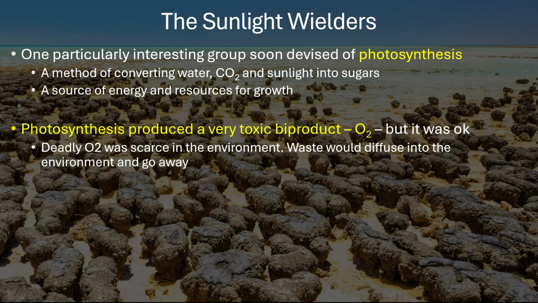Photosynthesis, as I mentioned, produced a really interesting toxic byproduct, and that was oxygen. But that was all right? Not a big deal. Because deadly oxygen, this compound, was something that was scarce in the environment at the time. It made up a very, very small percentage of the atmosphere. And so it was not something these organisms would encounter very often. And so these organisms could produce this waste and let it go free into the environment without really having to worry too much about it coming back to them and being a problem. It would just diffuse into the environment and go away, never to be heard from again.